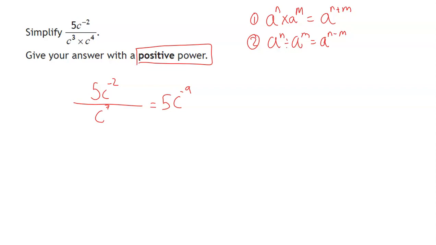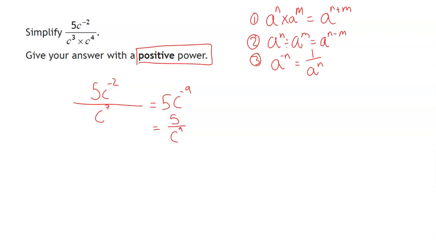This is where we can actually bring in a third rule of working with indices. If I had something to a negative power, a to the negative n, I could write it as 1 over a to the n. So what that means is I can take the c to the negative 9 and rewrite it as 1 over c to the 9. However, because there's a 5 in front, it would be 5 on the top. So I'd end up getting 5 over c to the 9.